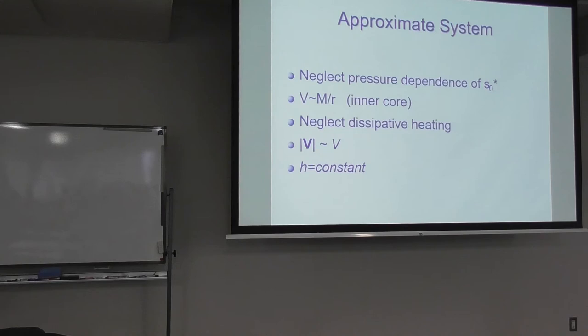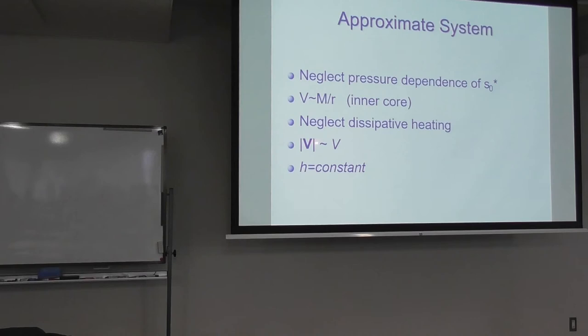Okay. I'm going to say that in the inner core, where this is important, the velocity is approximately equal to angular momentum divided by radius. That is, the Coriolis accelerations are not so important in the core of the hurricane, which is true of a developed storm. I'm going to neglect dissipative heating, and once again, in the numerical model that you download, that's not neglected. You can throw a switch and turn it on.